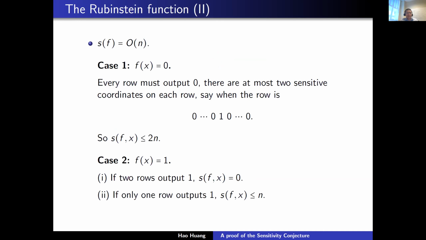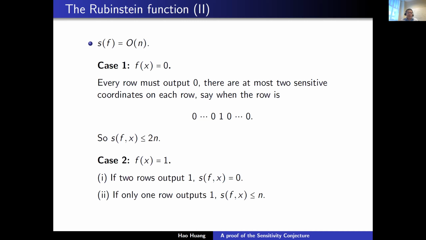Now, how about the sensitivity of this function? Again, there are two cases to check. Either you are at an input whose f value is equal to 0 or whose f value is equal to 1. In the first case, because we are taking an OR function between the rows, every row must output 0. And I'm claiming that there are at most 2 sensitive coordinates on each row. The best you can do is a bunch of 0s followed by a 1 and then a bunch of 0s. If you change this coordinate, you get 2 consecutive 1s and the rest are 0. Or if you change this coordinate, you get 2 consecutive 1s. So these 2 coordinates are sensitive, and that's the best you can do in every row.